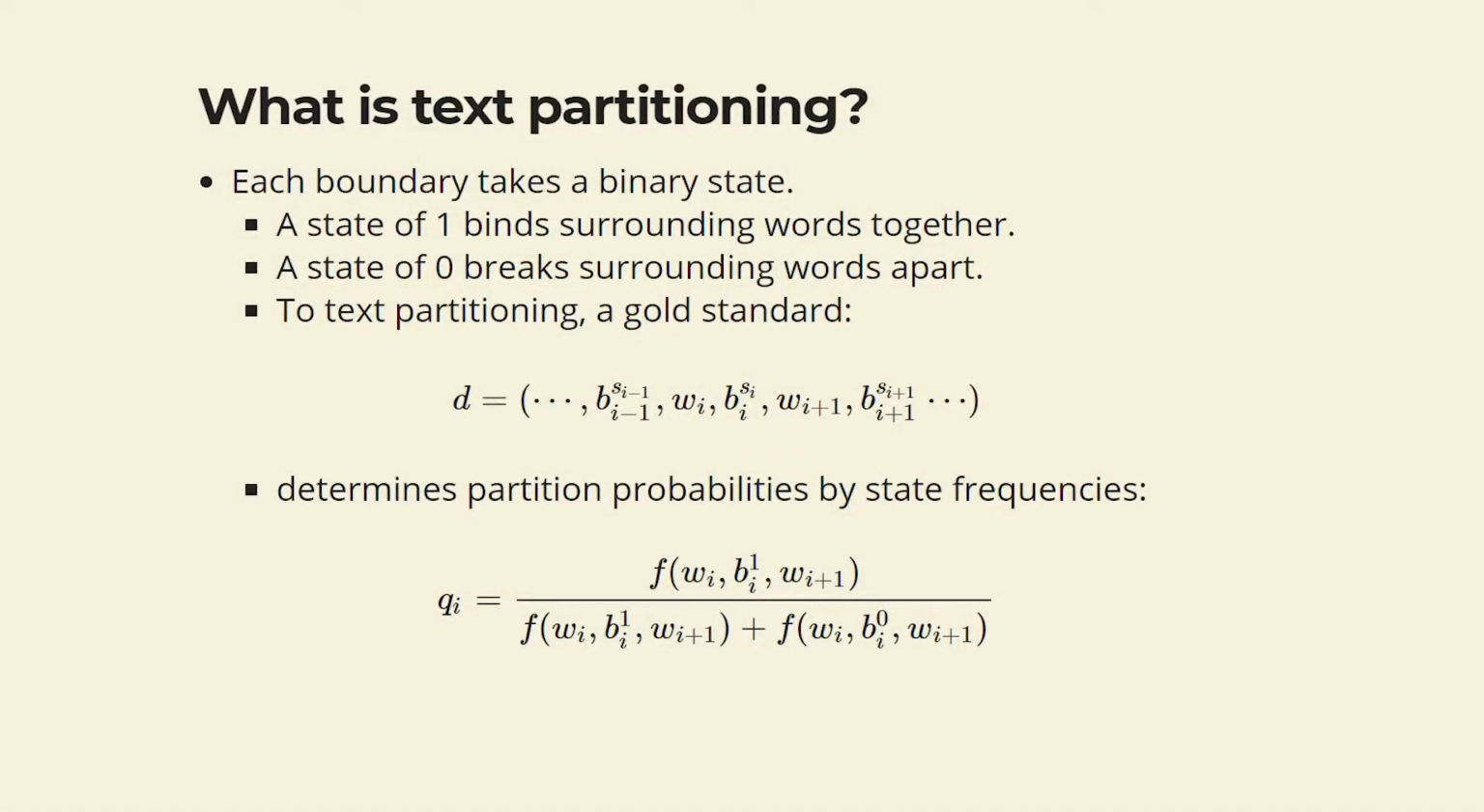I'm measuring the frequency at which word-boundary-word patterns in particular states occur. So how often does the word-boundary-word pair, defined by the types of words and the types of boundaries underneath those positions, appear in the binding state? That is my empirical partition probability that I'm going to use as a way of deciding, when I go out into the real world, on non-gold-standard data, whether or not to stick two words together.